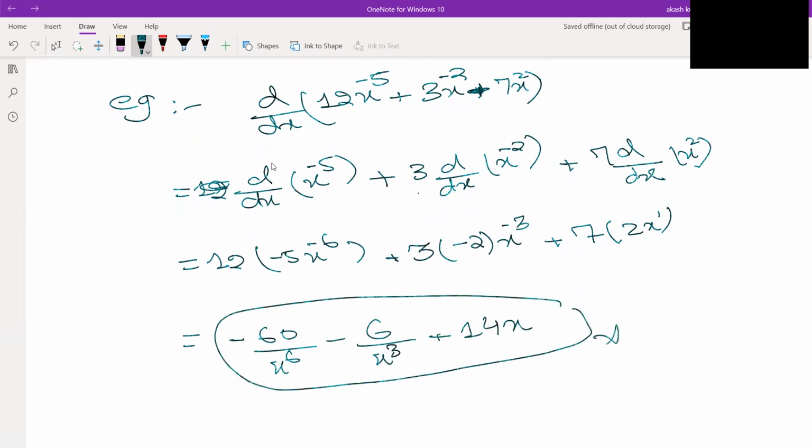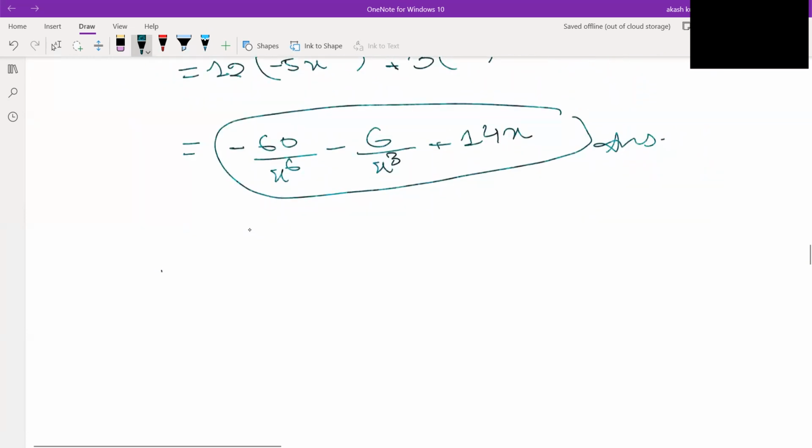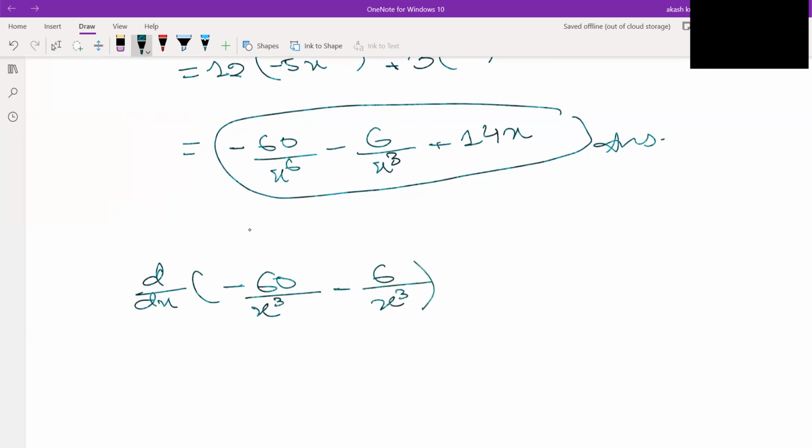Yes. And then is this the answer, or do we have to do anything extra? No, this is the answer. We don't need to simplify it further. What if the powers of negative 60 and negative 6 were the same? Like let's say both of them were x cubed. Should we do something here? Let me write down your question here. Negative 60 over x cube, and minus 6 over x cube also.